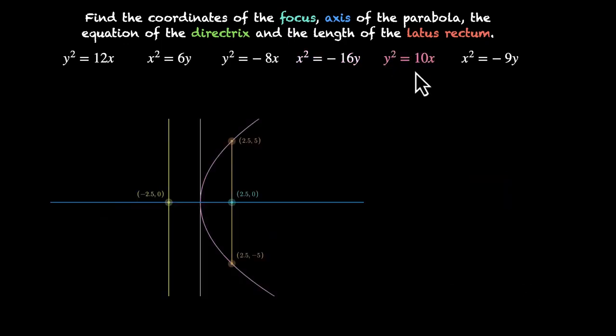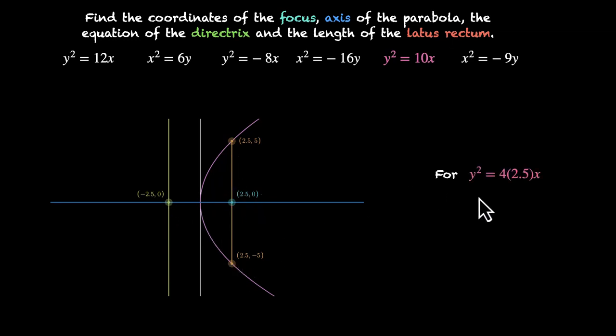Second last, y square equals 10x. Here a is going to be 10 by 4, that's 2.5. So the focus is at (2.5, 0). The directrix passes through (-2.5, 0). This becomes 5, double of that is 10. So the length of the latus rectum is going to be 10 units.